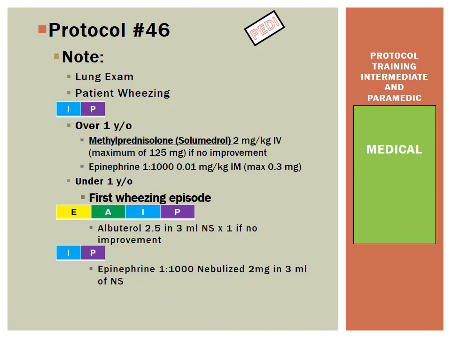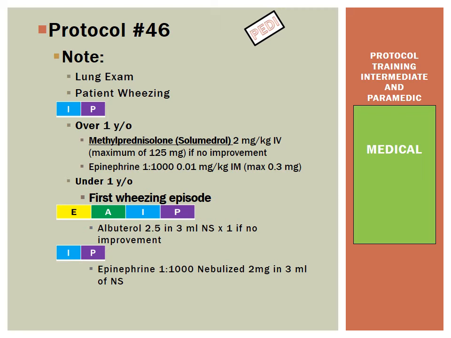Okay, continuing with the wheezing patient that is over 1 year old, the INP level treatment. They will also administer the methylprednisolone or solumedrol at 2 milligrams per kilogram IV, max dose of 125 milligrams. And if no improvement, they're going to administer epinephrine 1 to 1,000 at 0.01 milligrams per kilogram IM to a max of 0.3 milligrams.